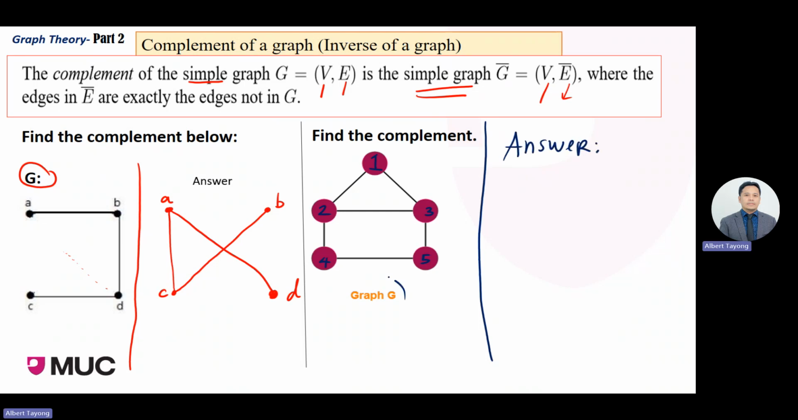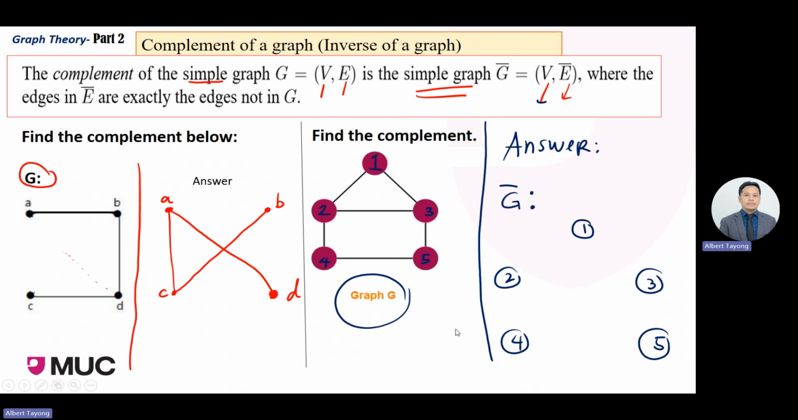This is our graph G. So the opposite is G complement, or G bar. Okay. So the first step, as mentioned a while ago, is to label all the points because we have the same vertices. So this is our 1, this is our 2, this is our 3 approximately, this is our 4, and this is our 5. So we are done with labeling all the points. Let's now proceed to the edges.